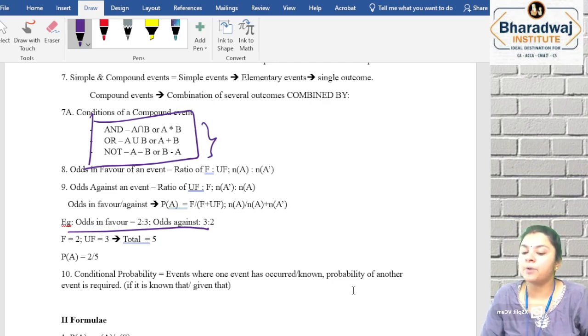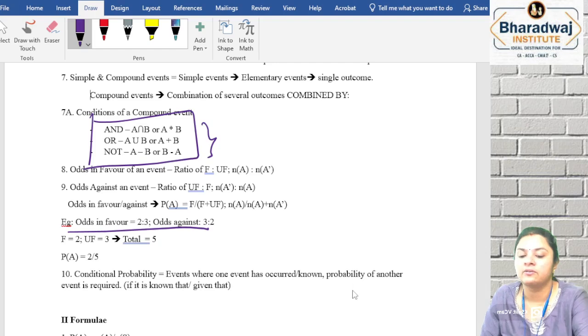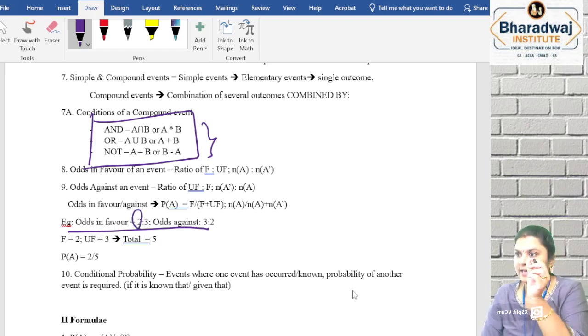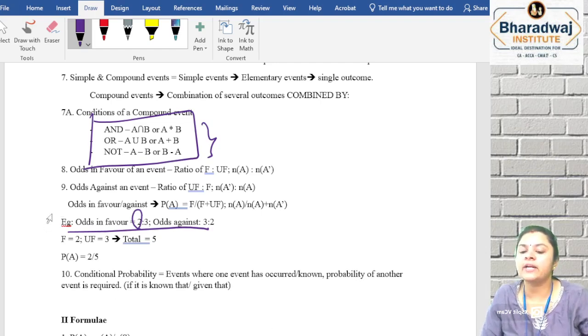Now how to find the probability of the event? The favorable value divided by the total of favorable plus unfavorable. So favorable is here 2, divided by the total 2 plus 3. So 2 by 2 plus 3 gives the probability of the event.